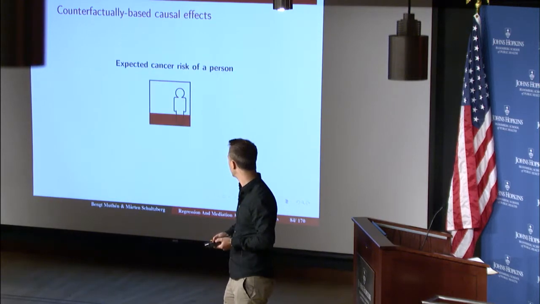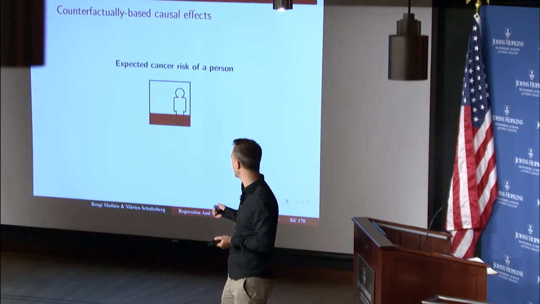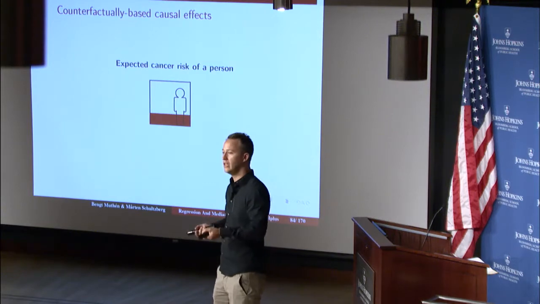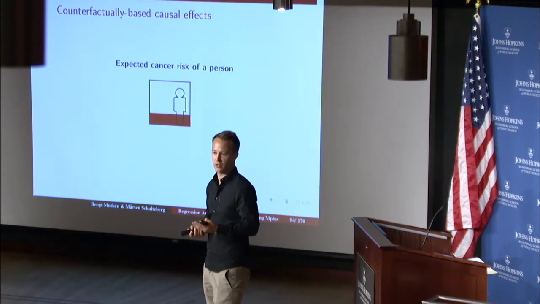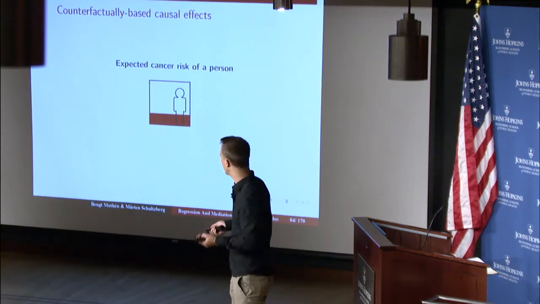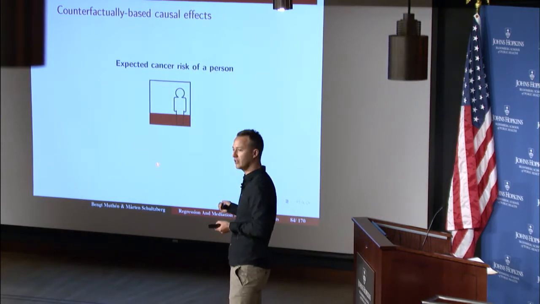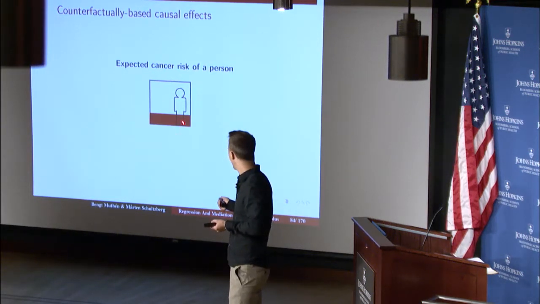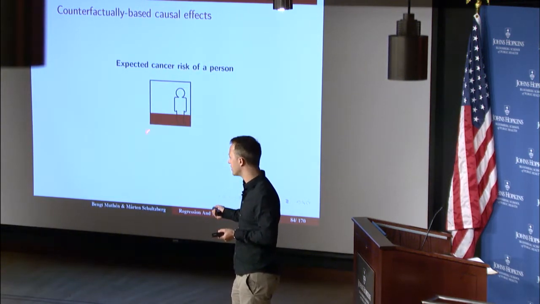So I'm going to do this very crudely, in the sense that I'm going to show you that we only need four expected values, really, just like Bengt already hinted. So let the expected risk of a person be the red area here. I don't know if you can see it, if it's red. I don't see it. I'm colorblind. So the red area is the risk of cancer for this person.